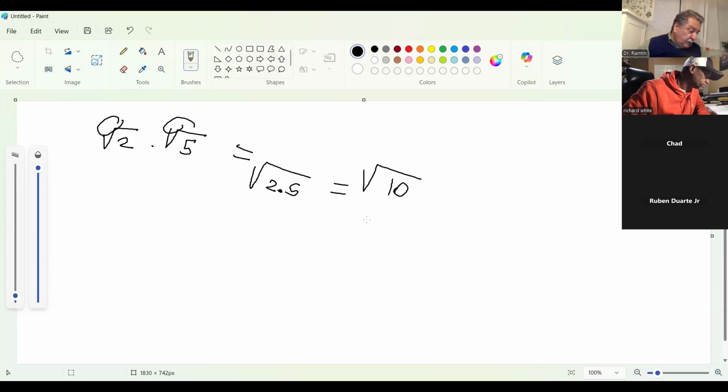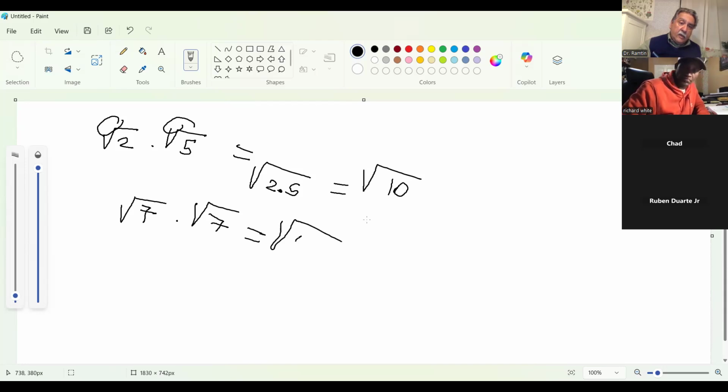If I do the square root of 7 times the square root of 7, this is the same as the square root of 49, because 7 times 7 is 49. 49 is the same as 7 to the power of 2, and this comes out, becomes 7. So that's the final answer. You following me?